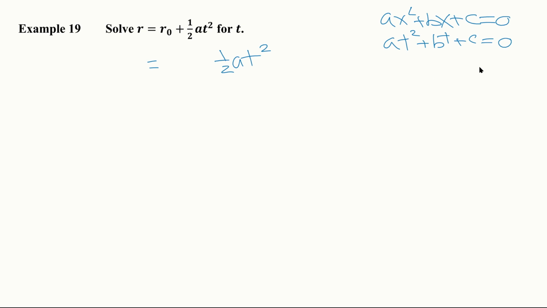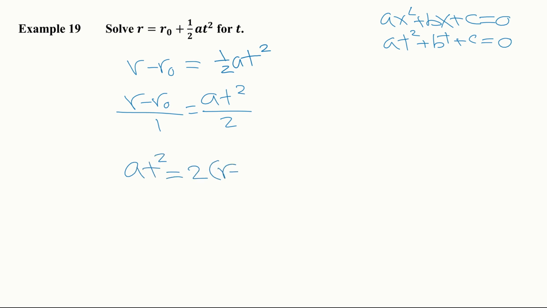So I may not end up having to use the quadratic formula for this after all. So let's see. We get r minus r0 like that, right? Notice now we can write it like this: (r minus r0) over 1 equals at squared over 2. Let's cross multiply to get at squared equals 2 times (r minus r0). Again, we use cross multiplication because it's so helpful.